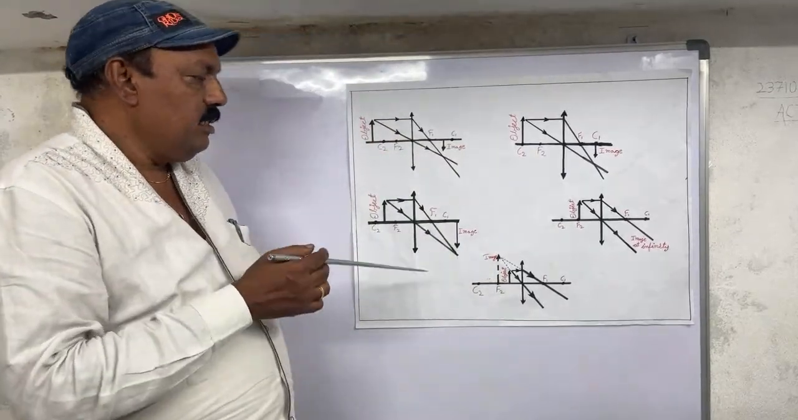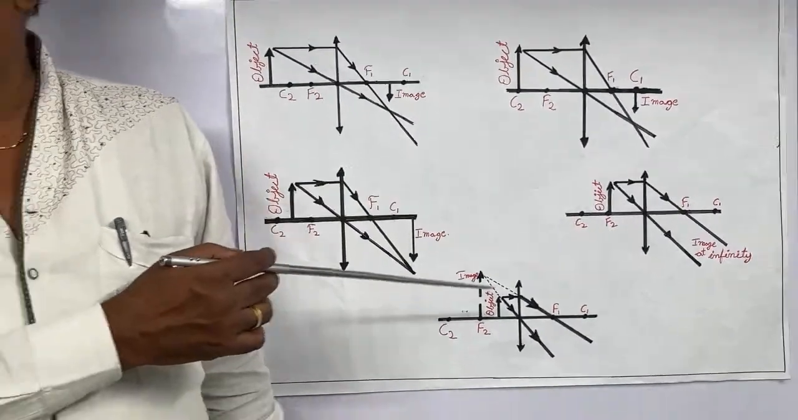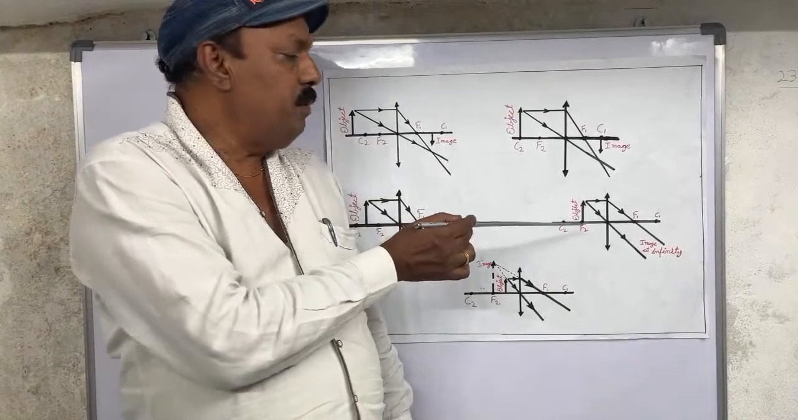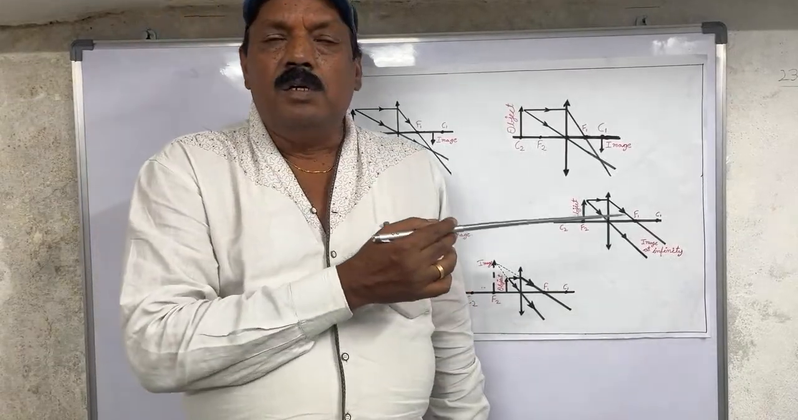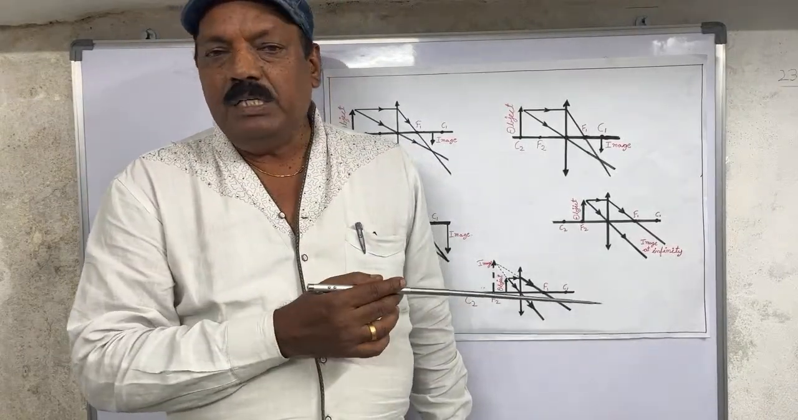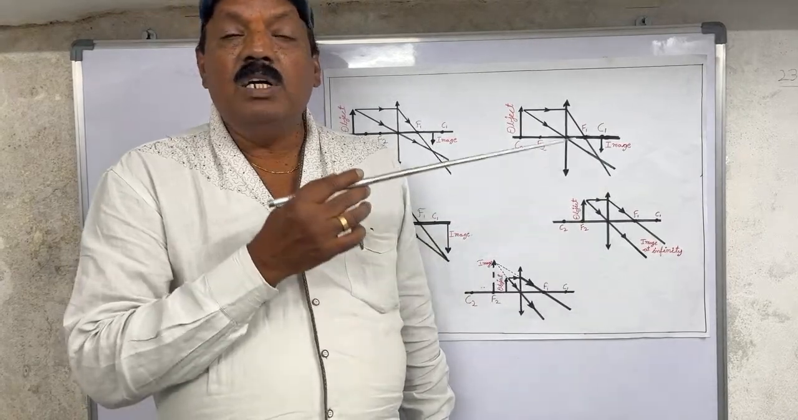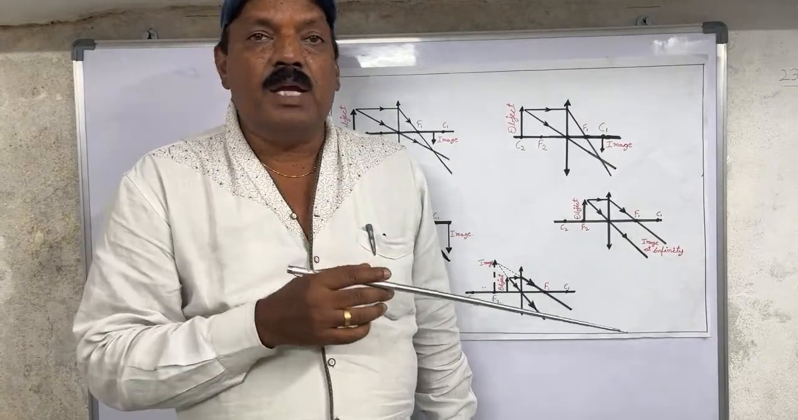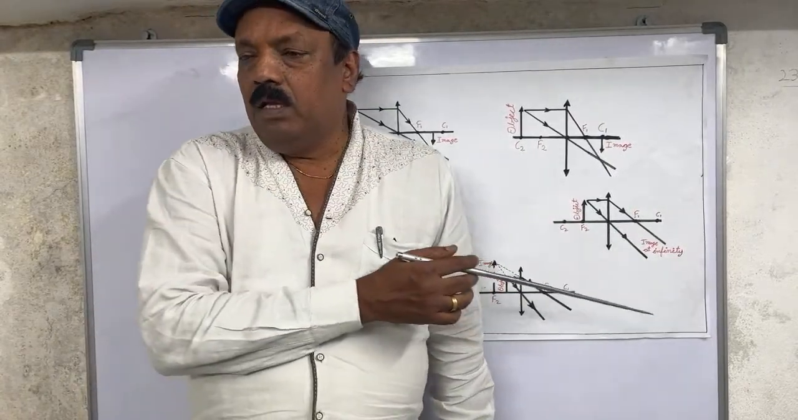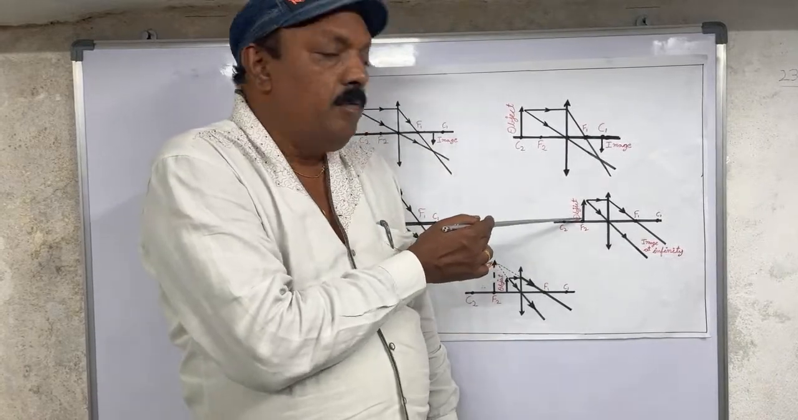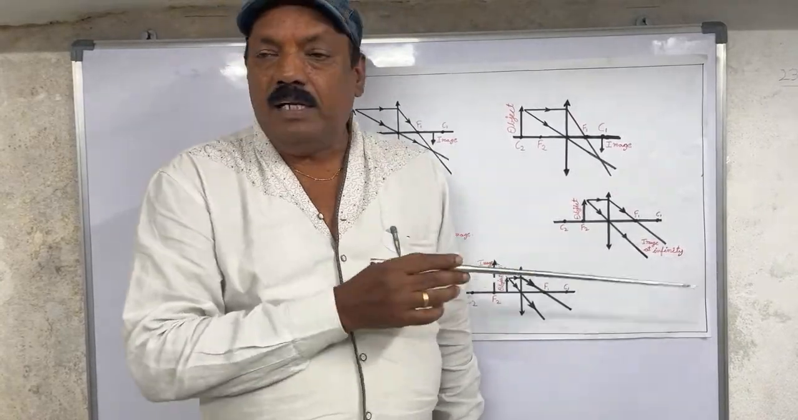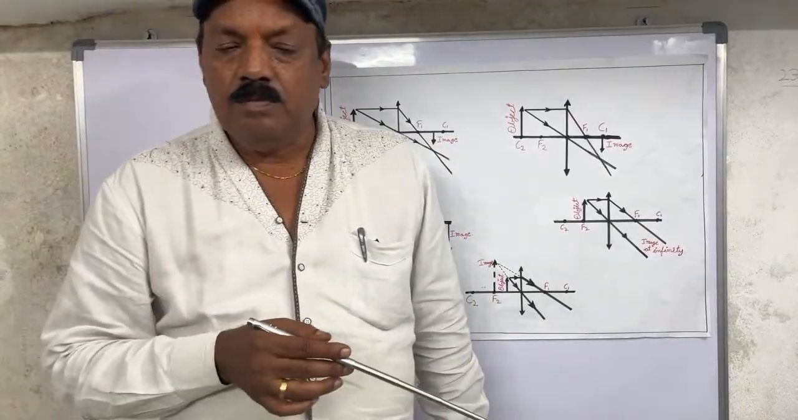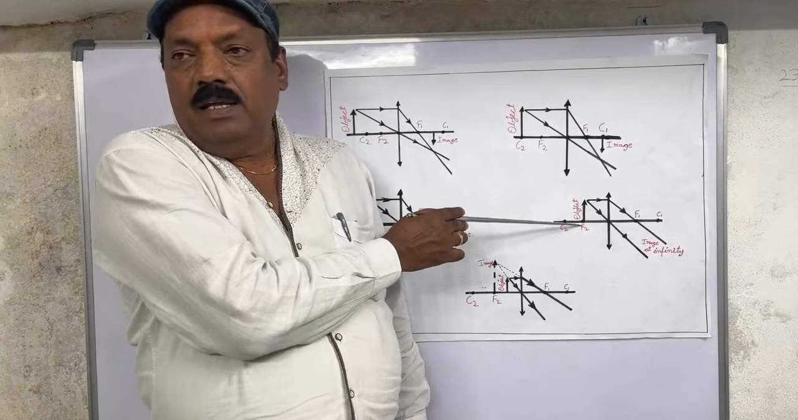Now the next case, the fourth case: if you place the object on the focal point, you will get a real image, there is no doubt about it, but you won't find the placement of the image. It will be at infinity. If the object is on the focal point, the image is at infinity. But one ray diagram we are forgetting here. What is that? The object is at infinity.